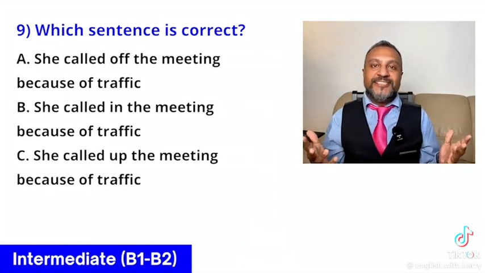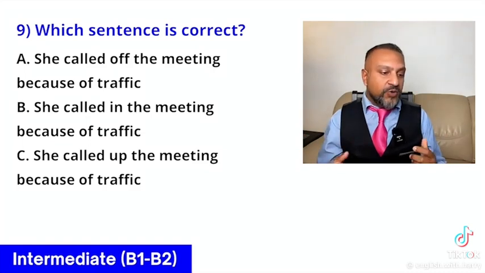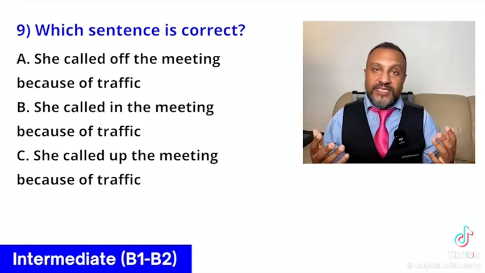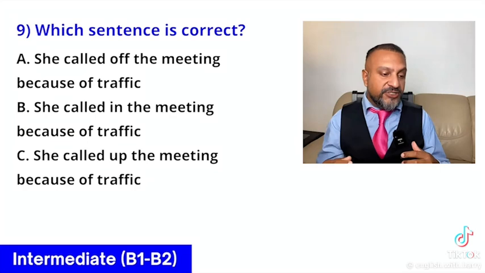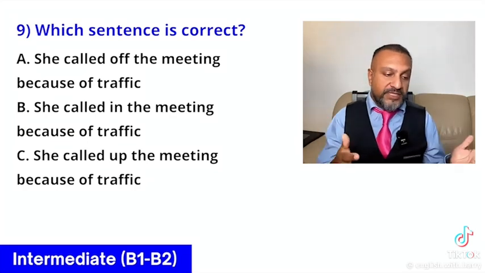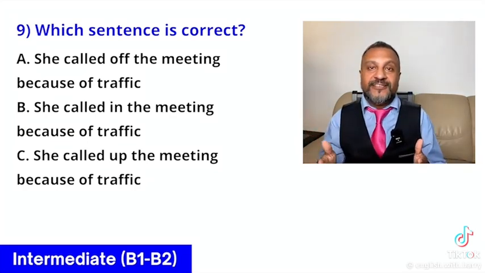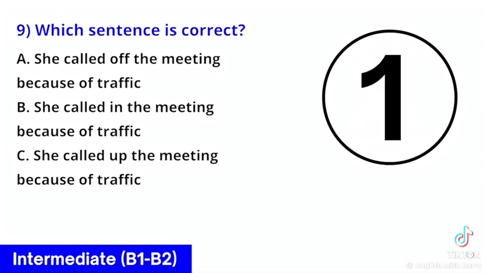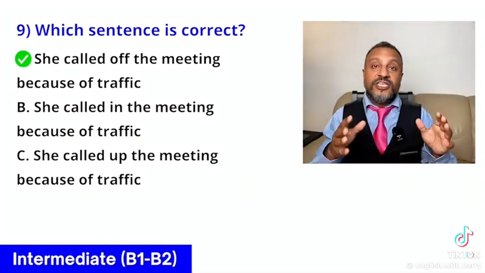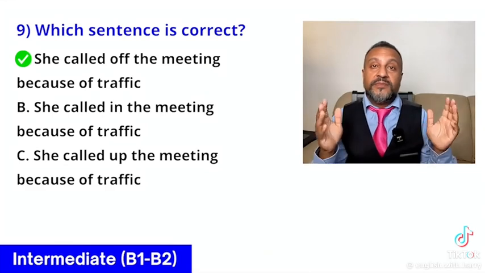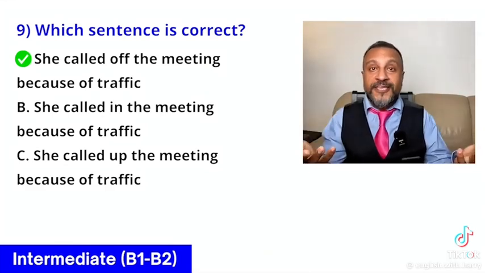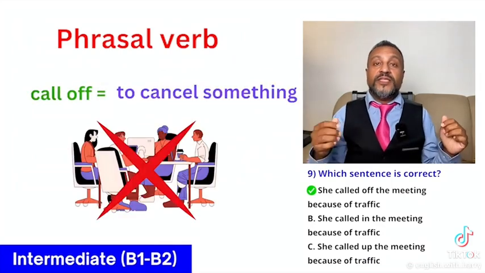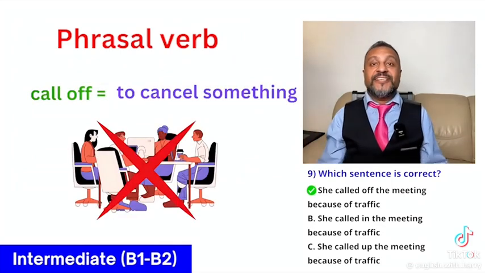Which sentence is correct? She called off the meeting because of traffic. She called in the meeting because of traffic. She called up the meeting because of traffic. The answer is she called off the meeting because of traffic. But why? Here we have a phrasal verb. To call off means to cancel something.